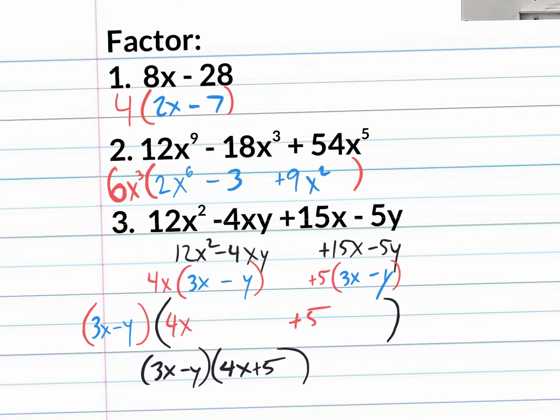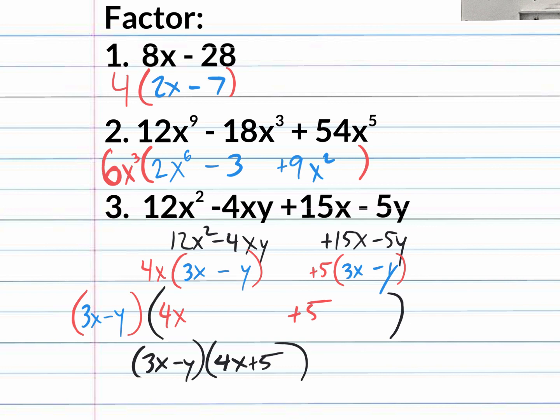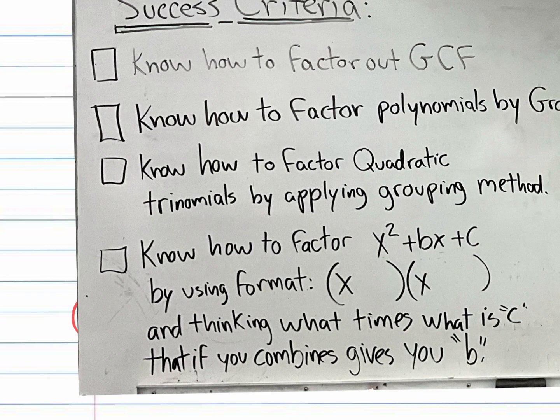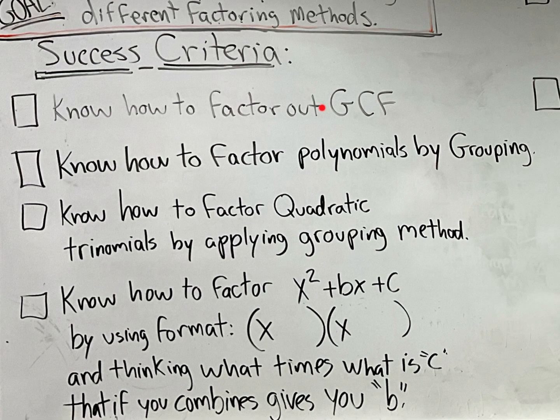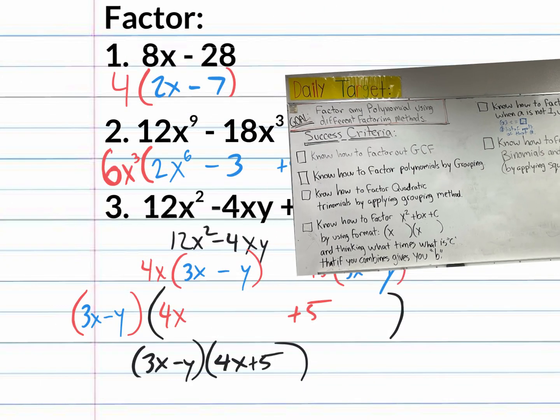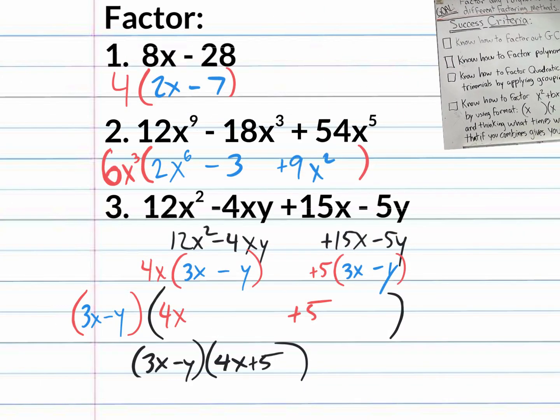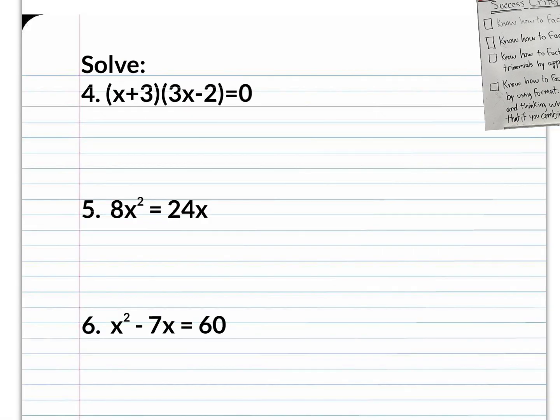Do you get it? So on this page, on these 3 questions, all we did were the first 2 types of factoring right here on the board, factoring out the GCF and factoring by grouping. Of course, there's other methods, but that's how we do these first 3. Okay, let's move on. On this next page, we have 3 questions that they're asking us to solve.